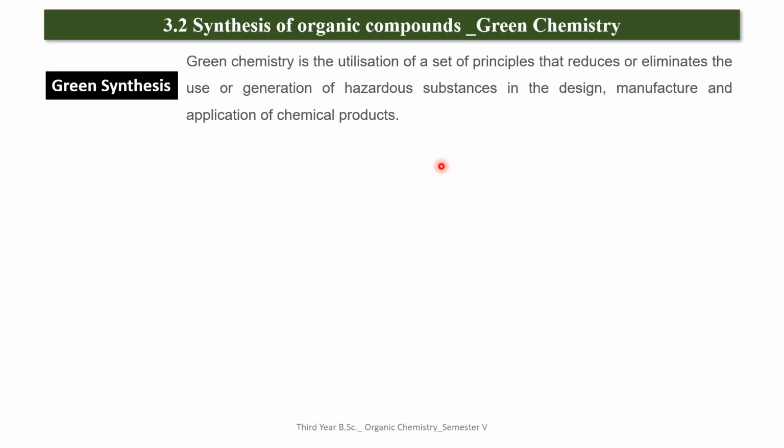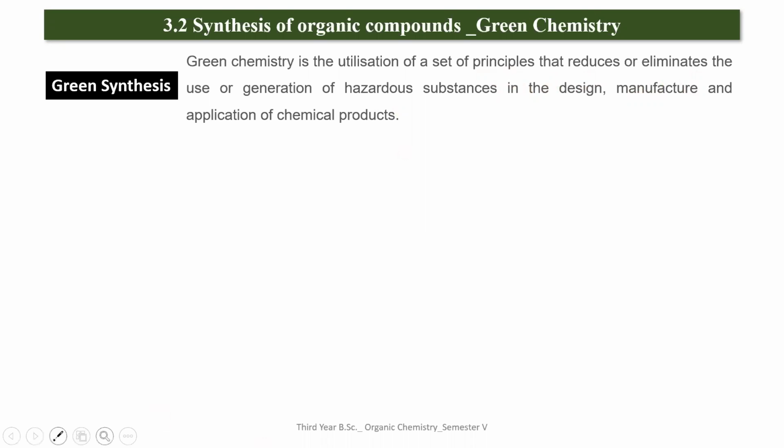So here it is, Paul Anastas in 1998 developed a set of principles that is known as the 12 principles of green chemistry. So green chemistry is nothing but the utilization of a set of principles that reduces or eliminates the use or generation of hazardous substances in the design, manufacture, and application of chemical products. So this is the basic definition of green chemistry, which students should learn, or they should understand what are the important things in green chemistry. Green chemistry basically belongs to a set of principles, and that involves reducing or eliminating the use or generation of hazardous substances, right? While manufacturing, designing, or applying chemical products.